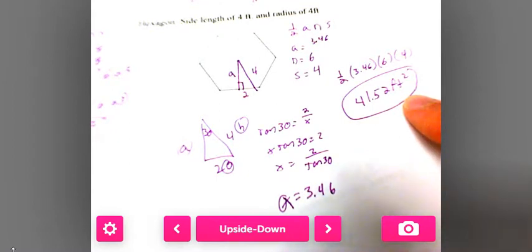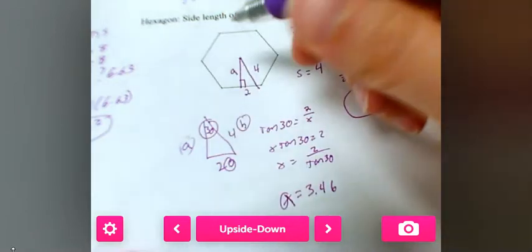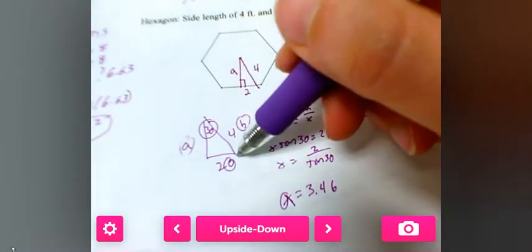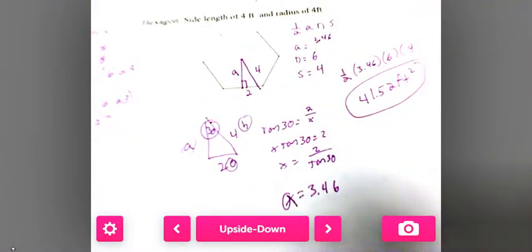Questions about any of this? Why is the apothem... Well, because 30 is right here, right? That has to be next to it. We're given the radius. Radius is always going to be our hypotenuse. Okay? Any other questions?